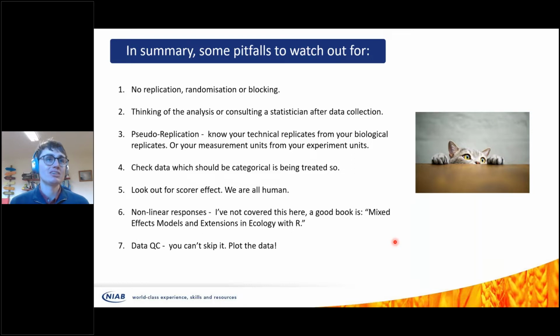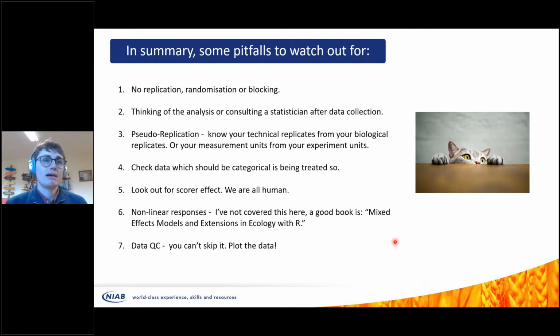Pseudo replication is an issue I haven't really had time to talk about today, but it's really about knowing your technical replicates from your biological replicates, or your measurement units from your experimental units. So think about what your smallest division of experimental units is. It's normally the plot, or the pot, and that's something you can read up on online. There are a lot of good resources and examples out there for identifying it, because it's not always that easy to identify.